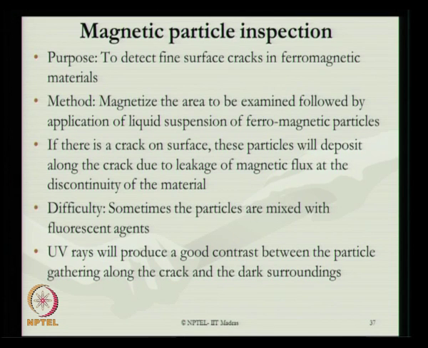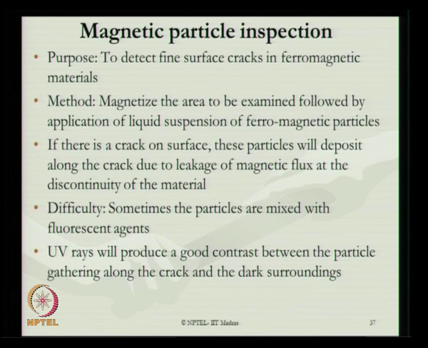Therefore, people also do what we call magnetic particle inspection for members underwater. The essential purpose of this kind of inspection is to detect fine surface cracks in ferromagnetic material. So, this can be applied only for steel structures. The method is very brief here. Magnetize the area to be examined, followed by the application of a liquid suspension of ferromagnetic particles. If there is a crack on the surface, these particles will deposit along the crack due to leakage of magnetic flux at the discontinuity of the material where the crack is formed.